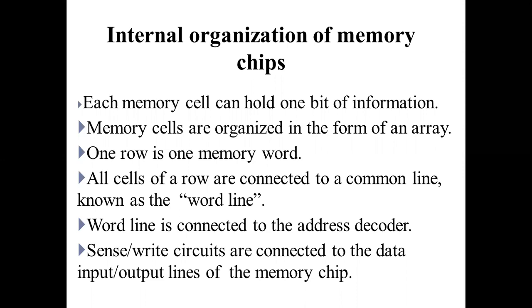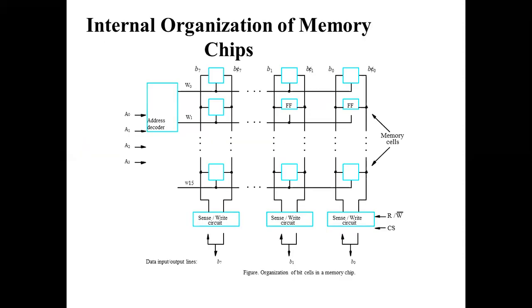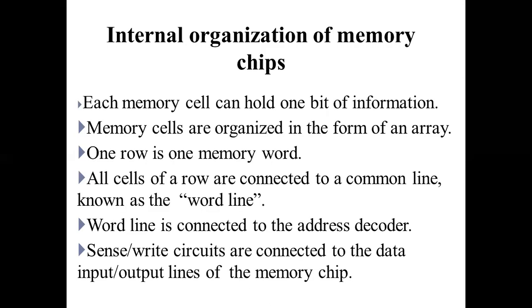In the next slide, we will discuss the diagram of the internal organization of the memory chip, wherein we will discuss how the memory cells are organized in the form of an array, what the meaning of one row is, and how all cells of the row are connected to a common line. This you will see in the next slide. This is the internal organization of memory chips. The discussion about this particular diagram, the organization of bit cells in the memory chip, has been given in the previous slide.